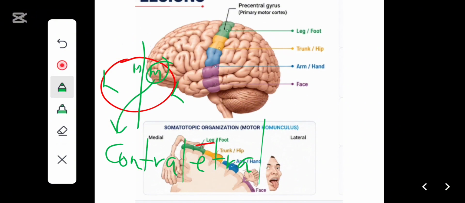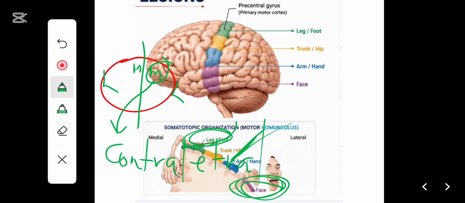So any cortex lesion that you're going to have always presents contralaterally, but the only thing that's going to guide you is the level of lesion. Is it medial? If it's medial, it has to damage the legs. If it's lateral, it has to damage the face. If it's a middle lesion of the cortex, then it has to damage the arms.